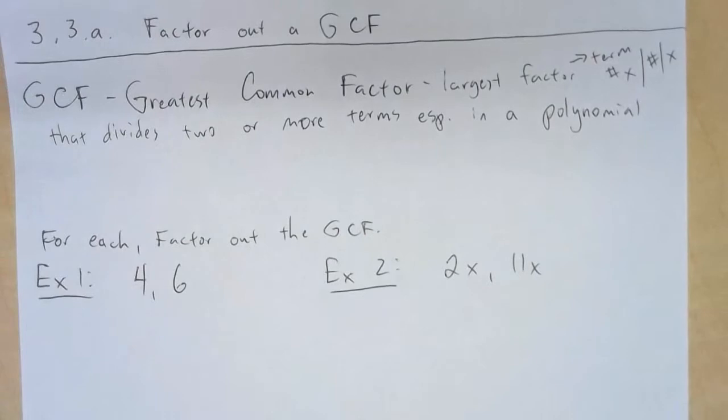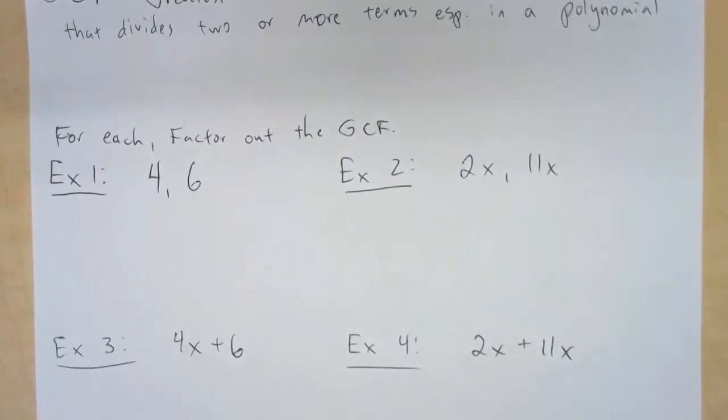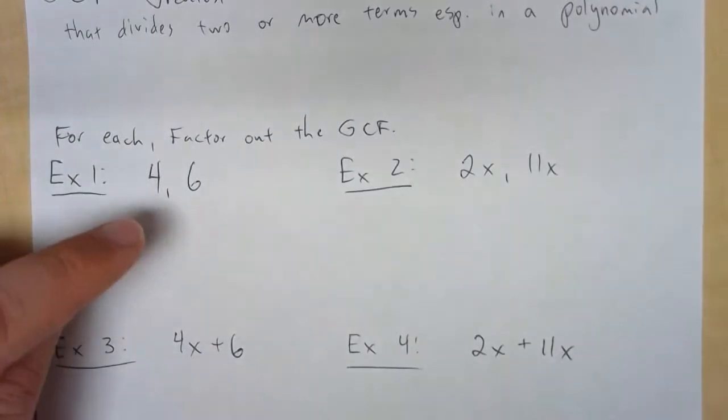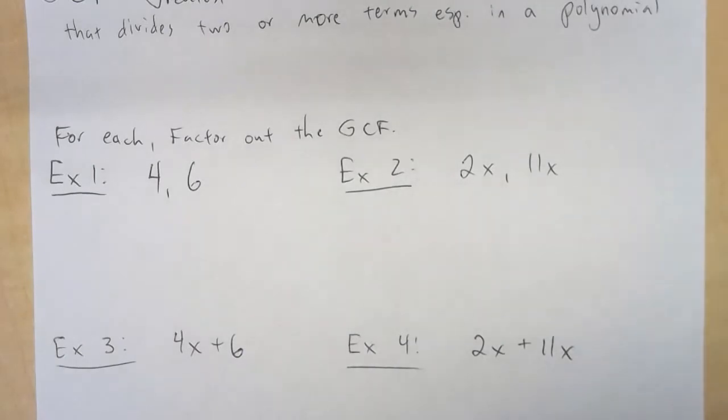So let's look at the first one. Maybe we'll get a handle on it as we go through. So for each of these, we're going to factor out the GCF. So we're looking for the largest term that divides these two numbers. So the largest numbers that divide with 4 and 6. So 4 doesn't divide 6, but 2 divides 4 and 2 divides 6.